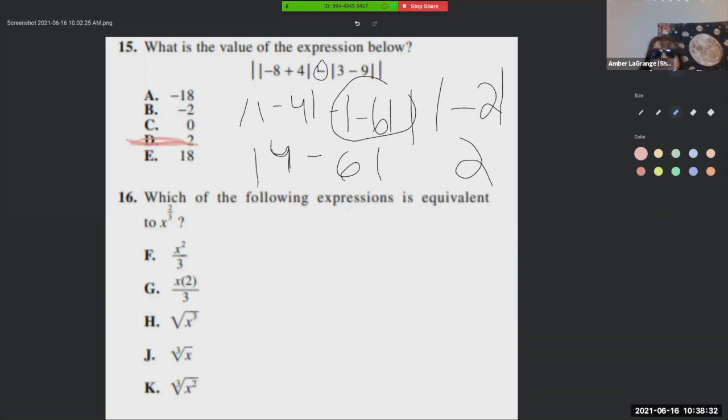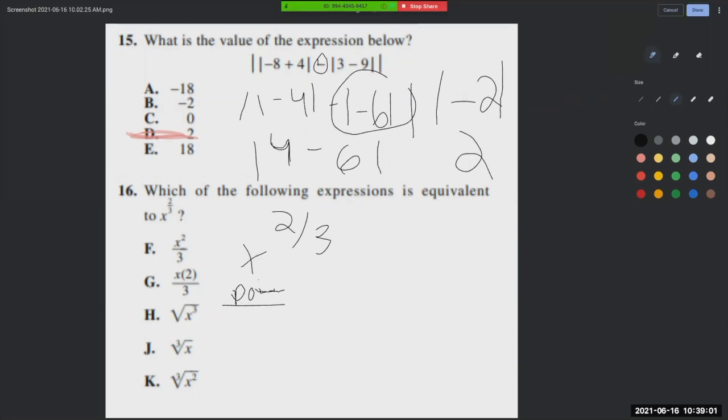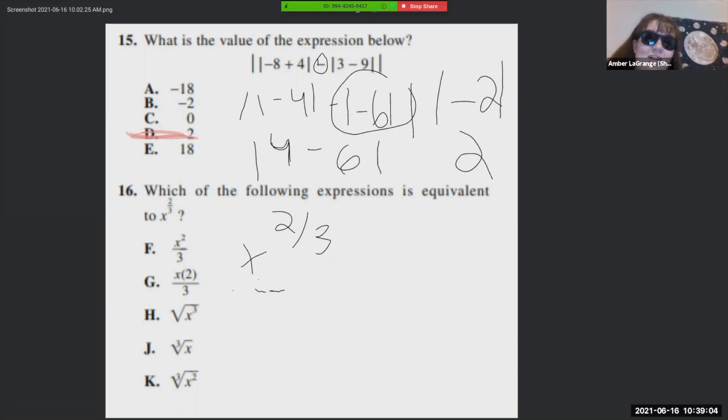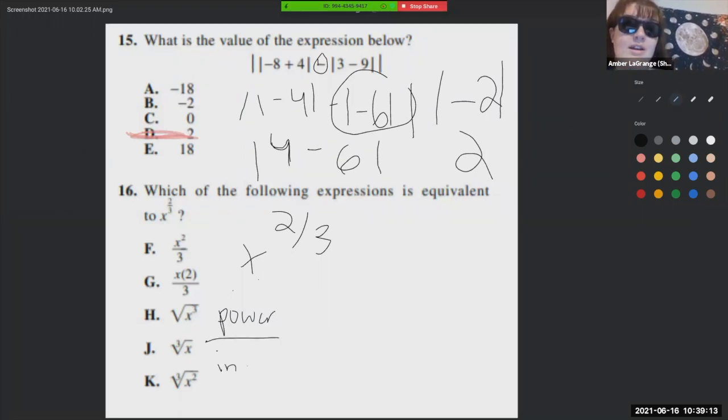Okay, the next one we have is, which of the following expressions is equivalent to x to the power of 2/3? So x to the 2/3 is the same, and you can think of it as power over index. Please excuse my handwriting. Let me try that again. So power, there we go, over index.